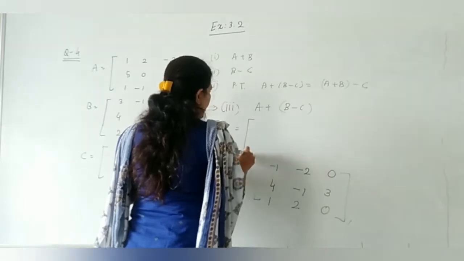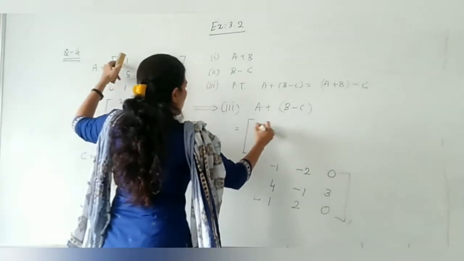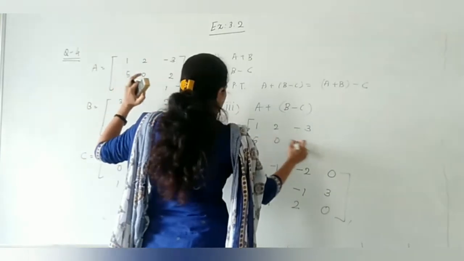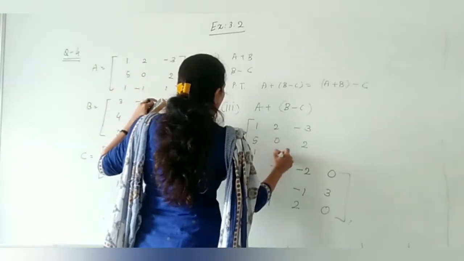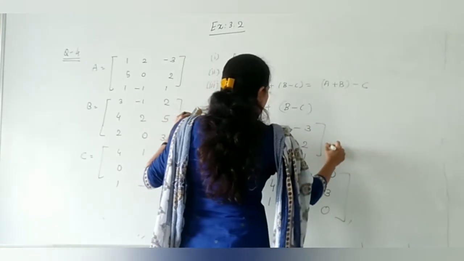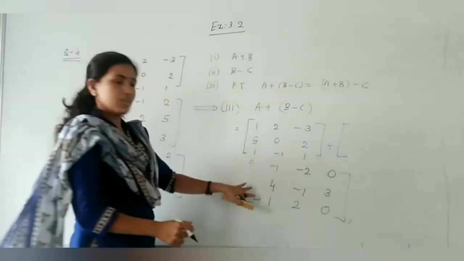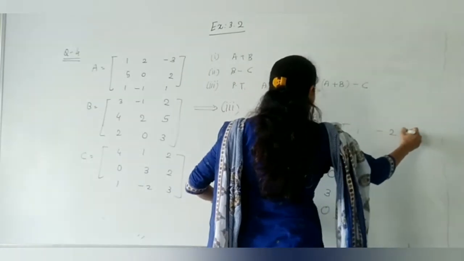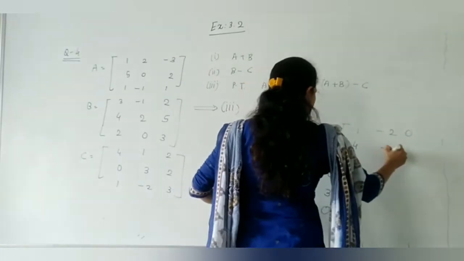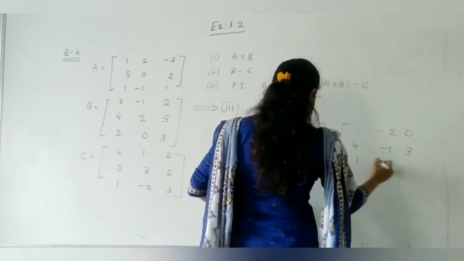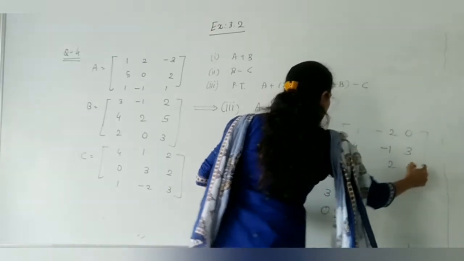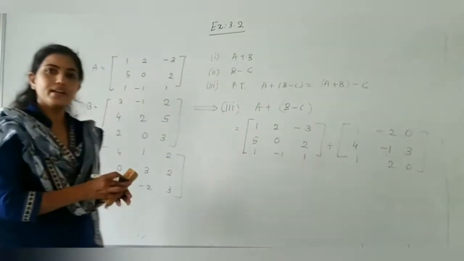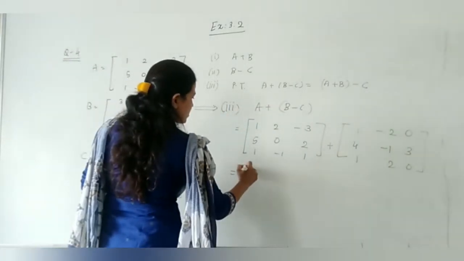So what is our A, students? A is [1, 2, -3; 5, 0, 2; 1, -1, 1], plus B minus C. Just now we have found it is [-1, -2, 0; 4, -1, 3; 1, 2, 0]. So this is our A plus B minus C. So let me see the answer.